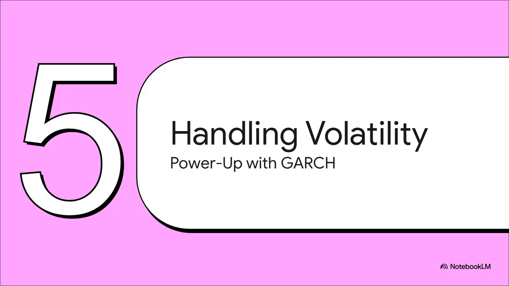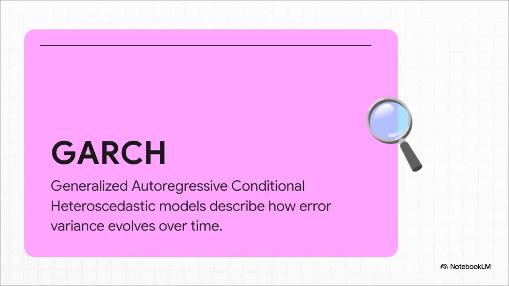But there's one more real-world problem we need to talk about. What if the average of our data is stable, but its volatility, the size of its up and down swings, is changing all the time? This happens a lot with financial data. For this exact problem, we have a special power-up, GARCH. Okay, I know, that is a mouthful, but all it really means is that we add a second model that runs right alongside our main ARIMA model. So while ARIMA is forecasting the actual value of the series, the GARCH model is busy forecasting its variance. It gives us a much more complete picture of future risk.